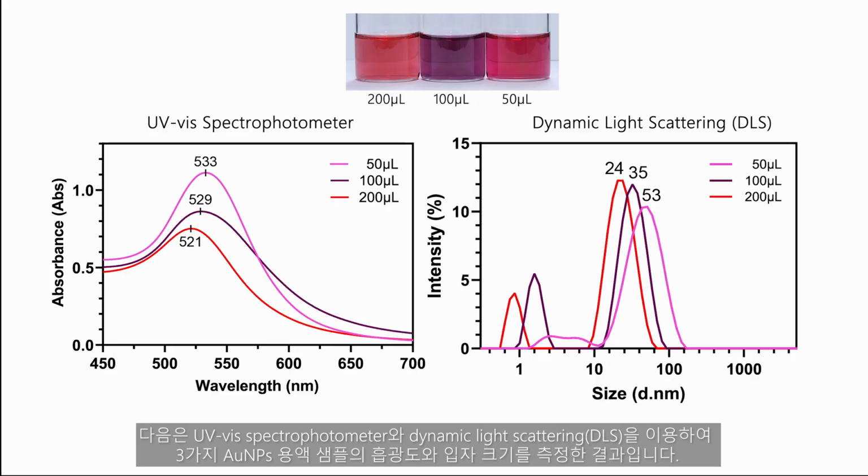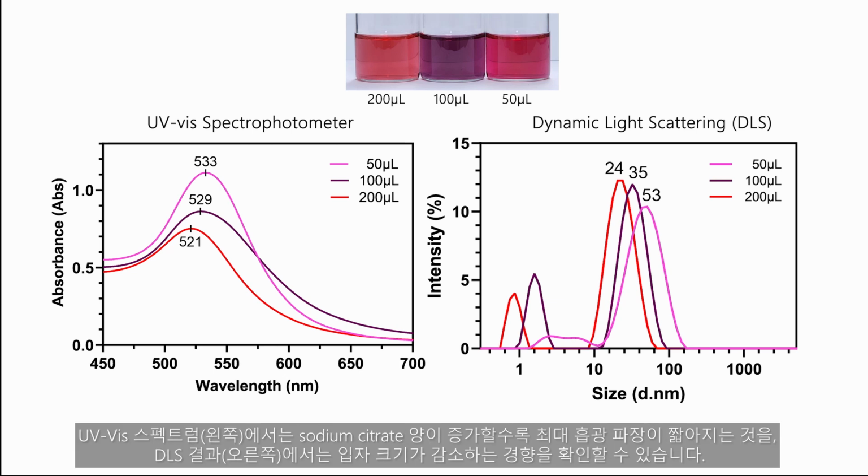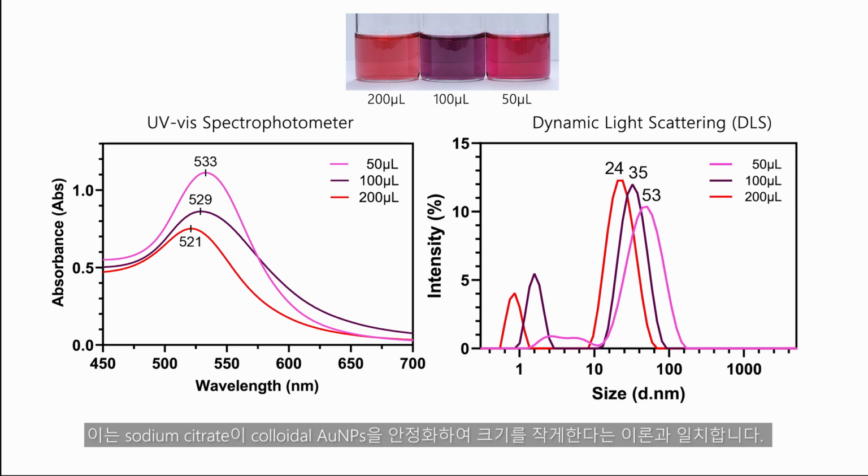Here are the results of measuring the absorbance and particle size of the 3 gold nanoparticle samples using a UV visible spectrophotometer and dynamic light scattering. The UV visible spectrum on the left shows that the maximum absorption wavelength shortens as the amount of sodium citrate increases. The DLS measurement results on the right indicate that the particle size of gold nanoparticles decreases with increasing amounts of sodium citrate. This aligns with the theory that sodium citrate stabilizes the colloidal gold nanoparticles, leading to smaller particle sizes.